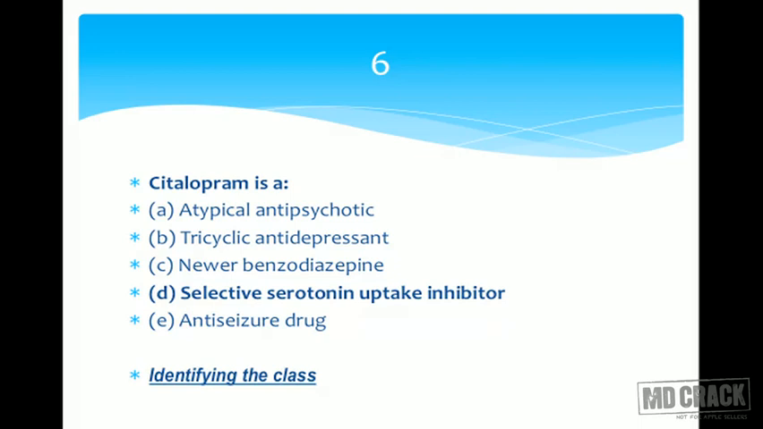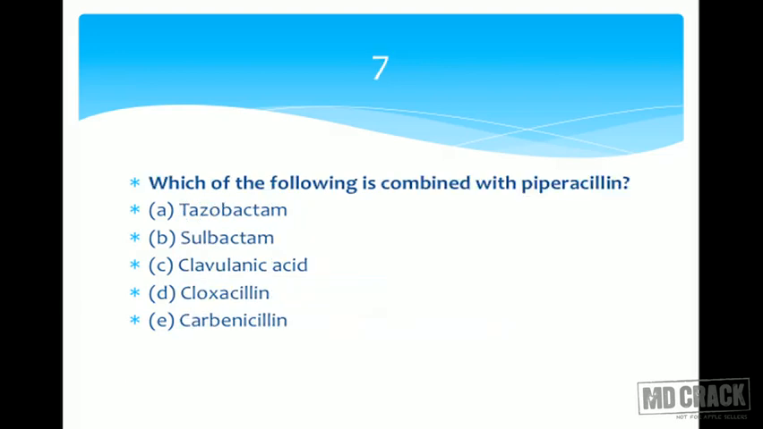So once again, to repeat, as far as the antidepressants are concerned, tricyclic antidepressants are pramines and triptylines, and the SSRIs are zetines and prams. So fluoxetine, paroxetine, and citalopram, S-citalopram, and of course there are more drugs. So that's citalopram. Next question: which of the following is combined with piperacillin?